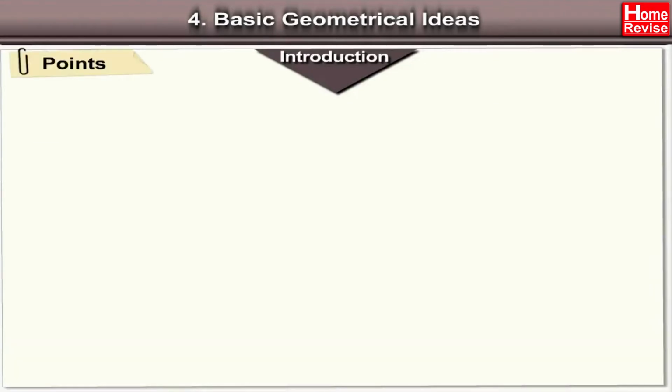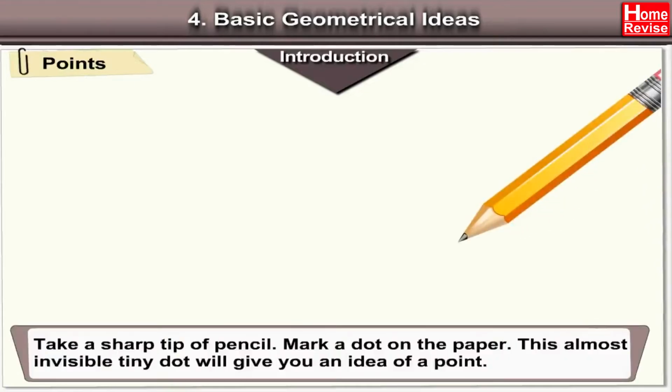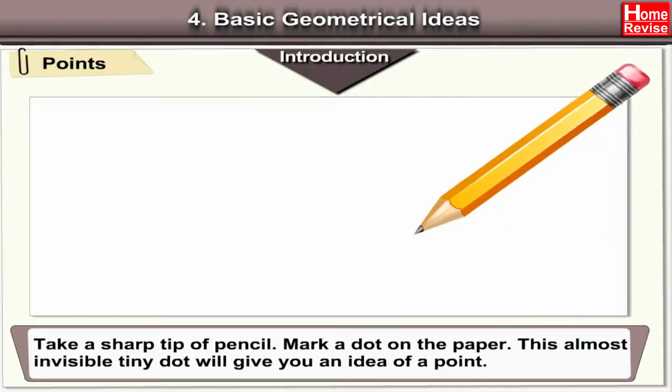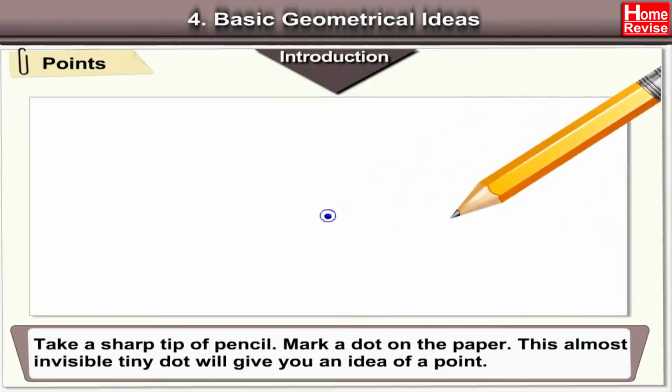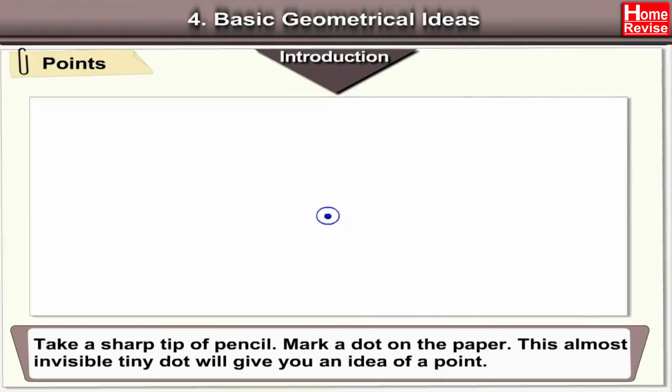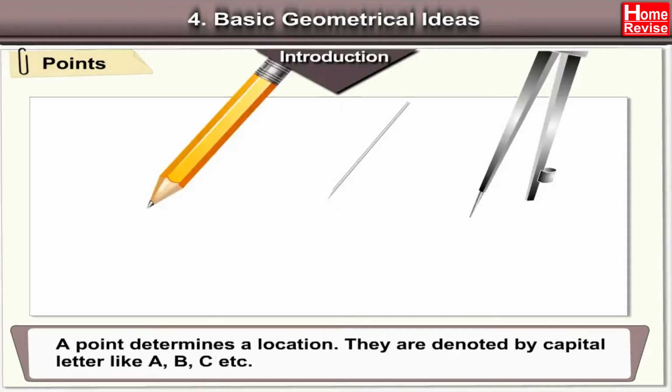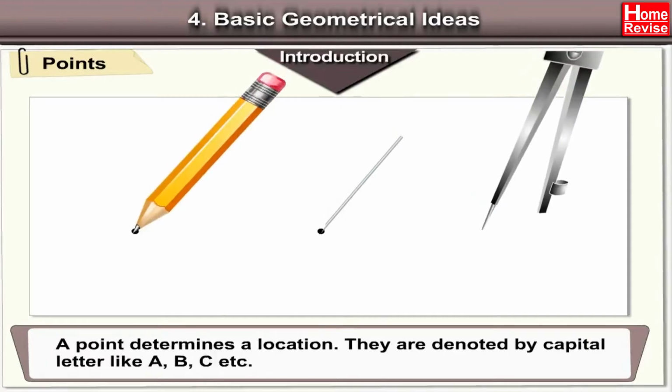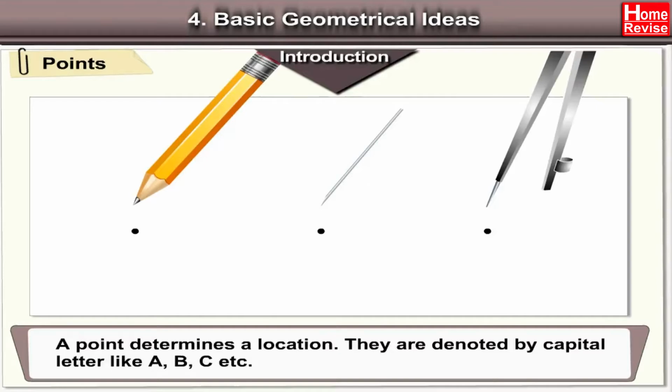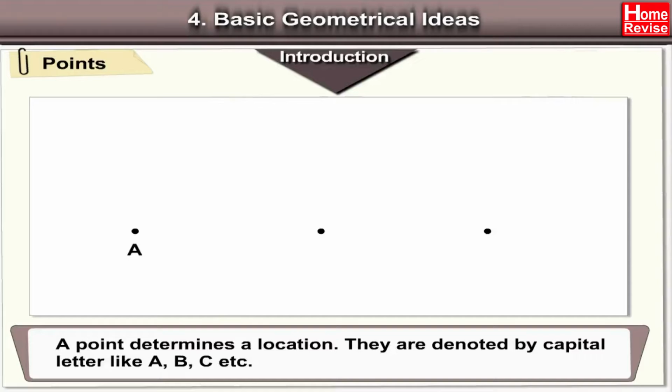Point. Take a sharp pencil. Now, by the sharp tip of the pencil, mark a dot on the paper. Well kids, this almost invisible tiny dot will give you an idea of a point. A point determines a location. Points are denoted by capital letters like A, B, C, etc.